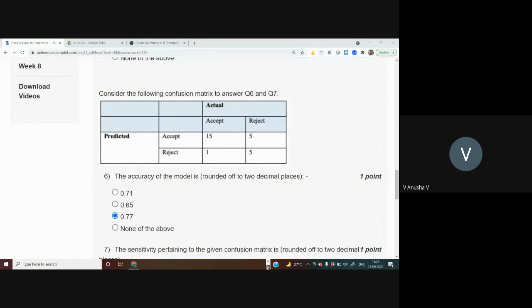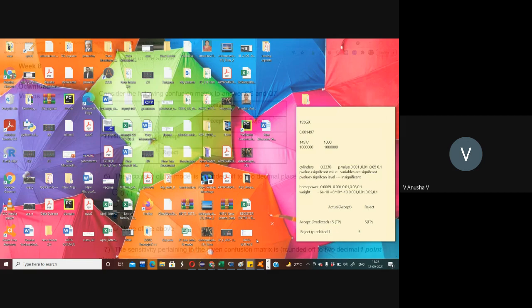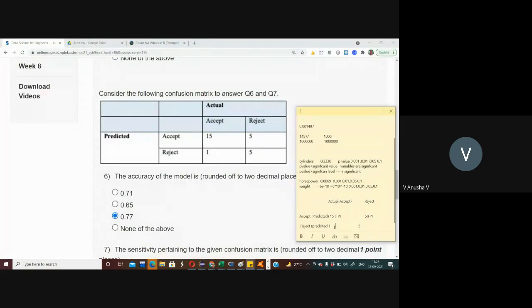So next, what we need to do, actual is accepted, but predicted is rejected. Okay. Predicted is rejected means it is negative, and this is accepted. That is nothing but false negative. This is false negative. And next is both are rejected. Predicted is rejected and actual is also rejected. So this is nothing but true negative. Okay. So now from here we need to calculate the accuracy of the model.